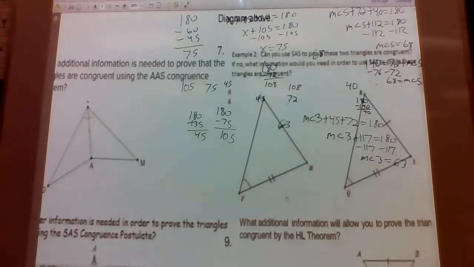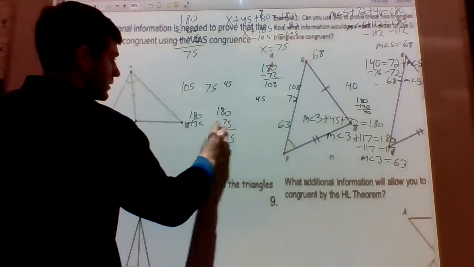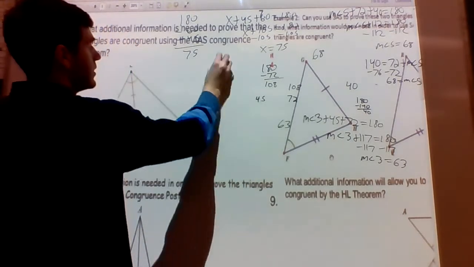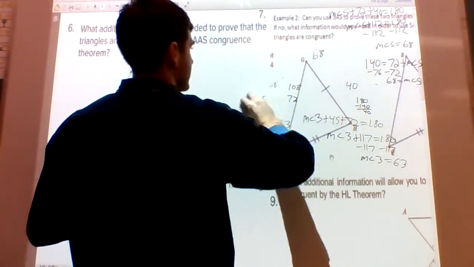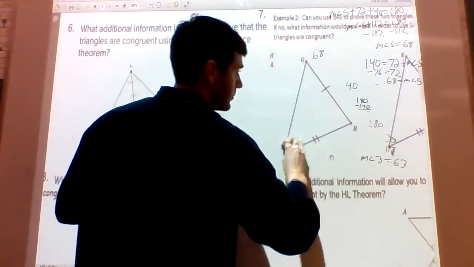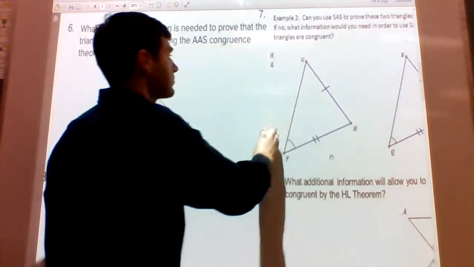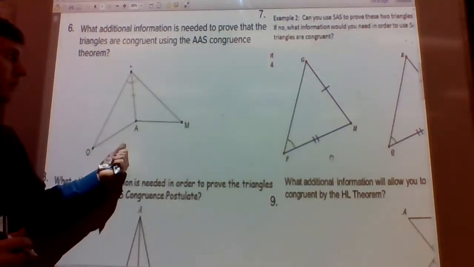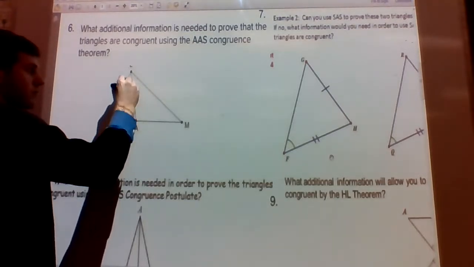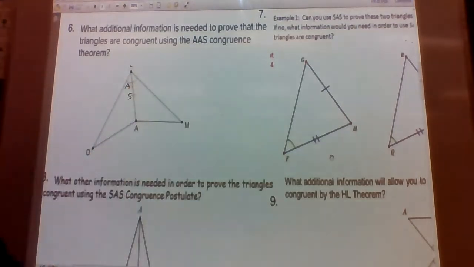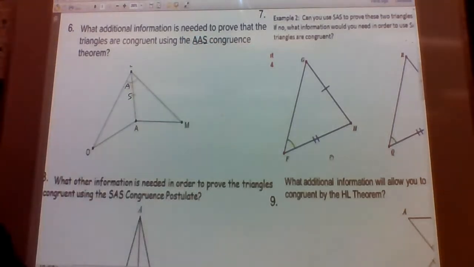So we can't get them both on the same page. Okay, 6 is asking what additional information is needed to prove the triangles congruent using the angle side congruence theorem. It's basically our angle side postulate. Okay, so we have an angle and a side. Okay. So we have two A's and an S. It means we need two angles and a side.